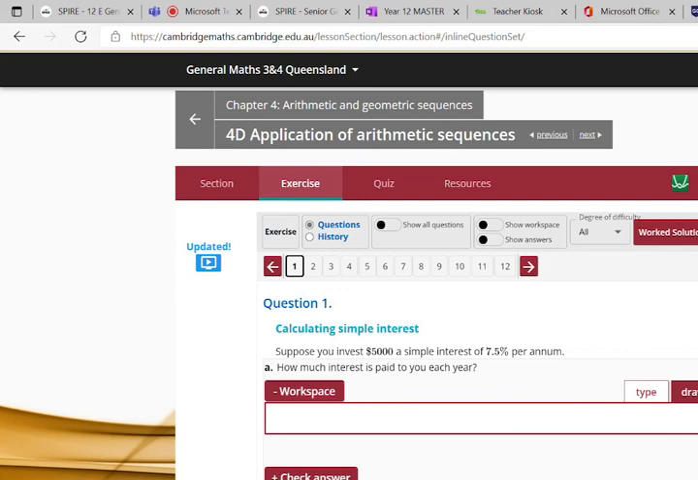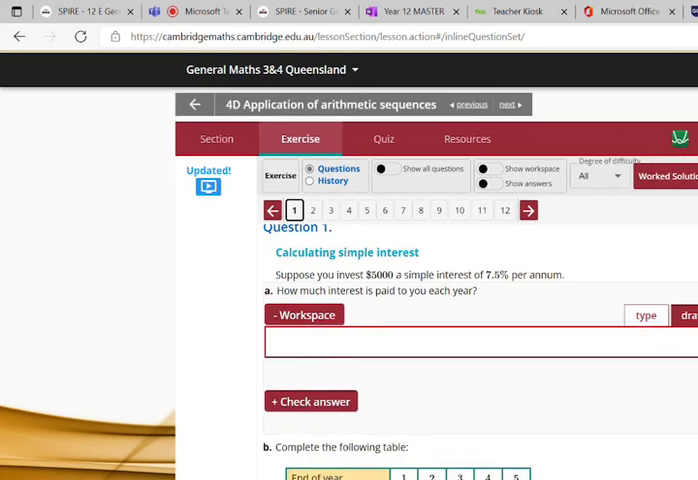Okay, come on, guys. Suppose you invest $5,000 in simple interest at 7.5% per annum. How much interest is paid to you each year? Now, think about the question that's being asked. They're asking you how much interest is paid to you each year. So, who can tell me what letter in the formula that means? How much interest is being paid? That would be P.